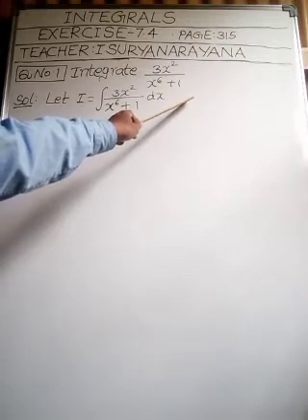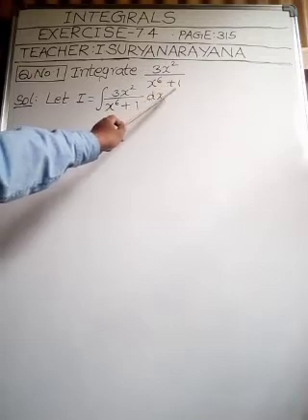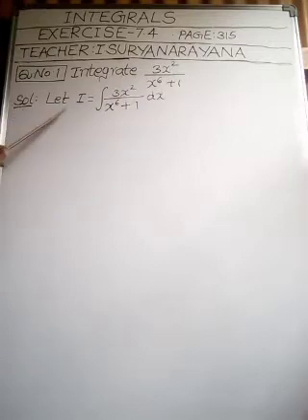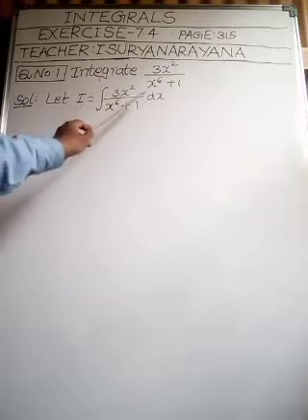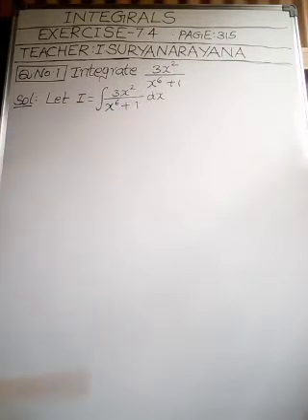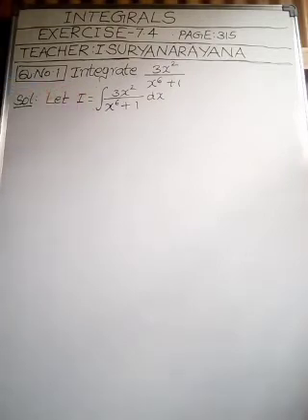Understood this question, my dear children? You have to integrate 3x square by x to the power of 6 plus 1. Right, come to the solution part. Let us assume that capital letter I is equal to integral 3x square by x to the power of 6 plus 1 dx. First step is we are assuming capital letter I is equal to this integral.